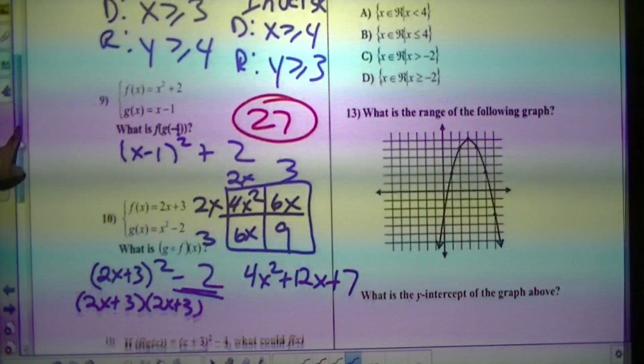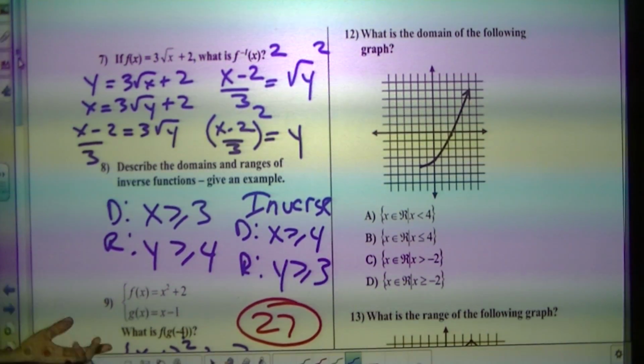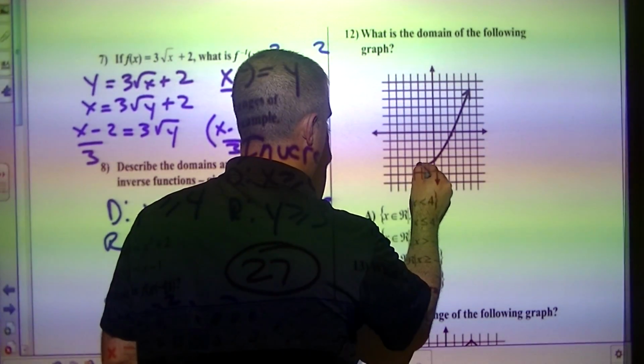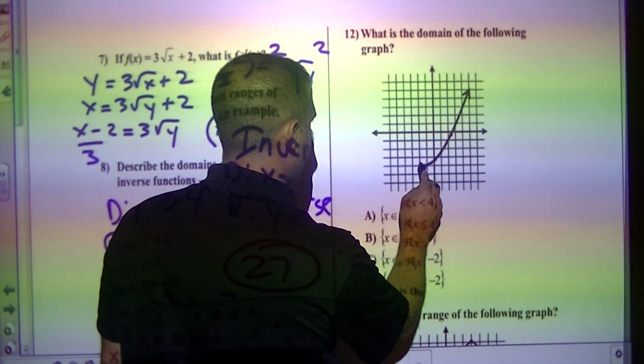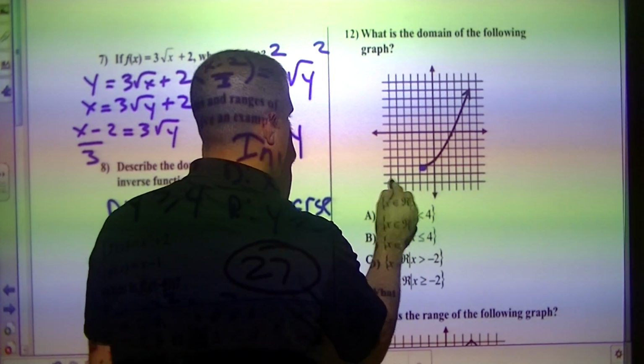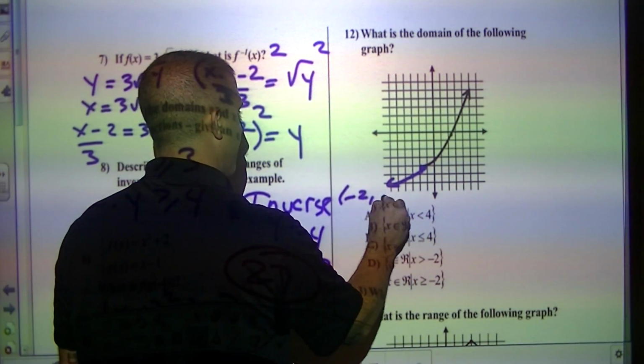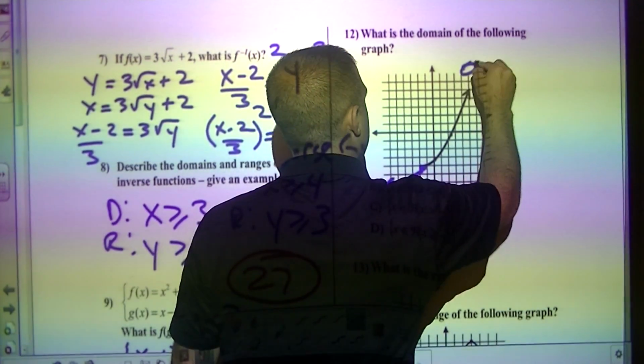All right, I think we're up here for 12. Okay, what is the domain of the following? All right, so I label that point. That's negative 2, 1, 2, 3, 4. Oh wait, 1, 2, 3, 4. So that's negative 2, negative 4. This would be infinity, infinity.